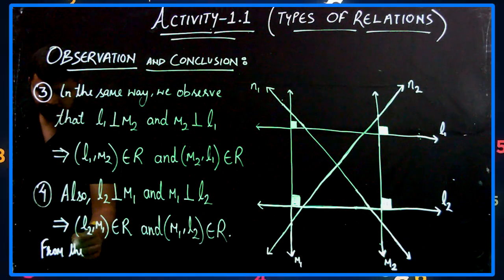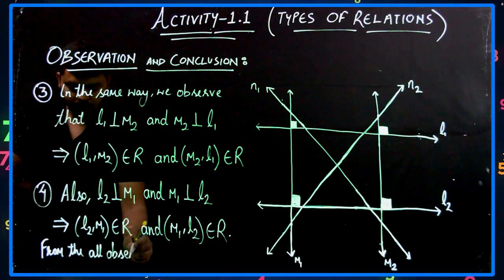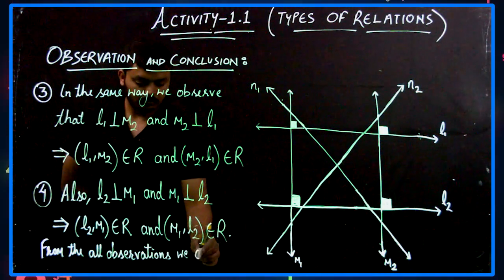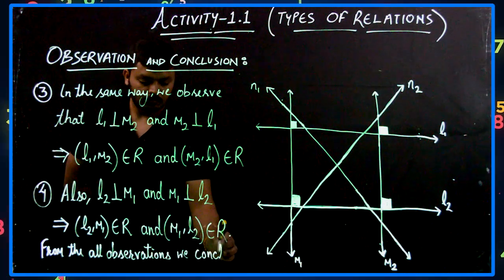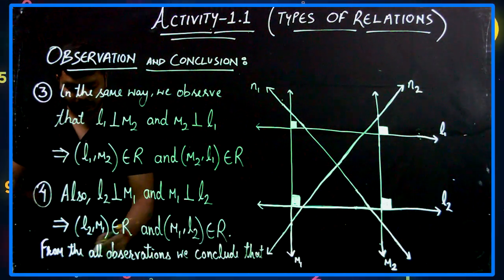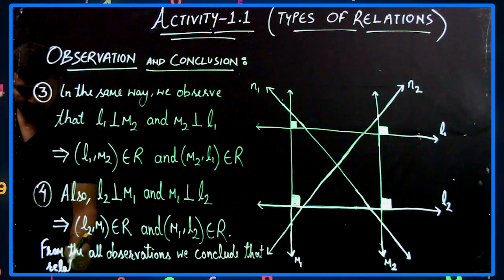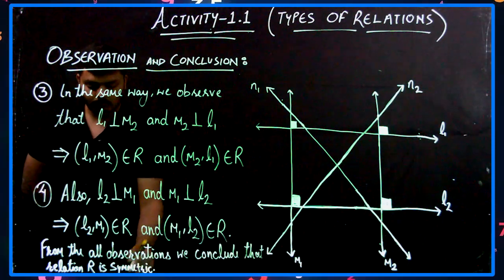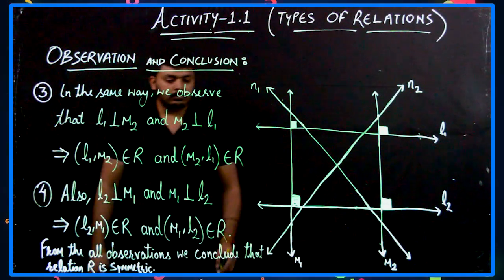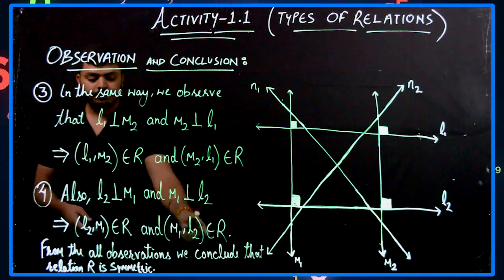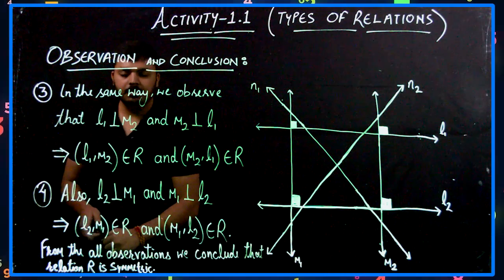From all the observations, we conclude that relation R is symmetric. So hence we conclude from the given observation that the relation R is symmetric.